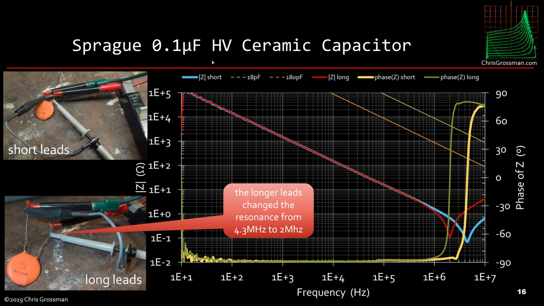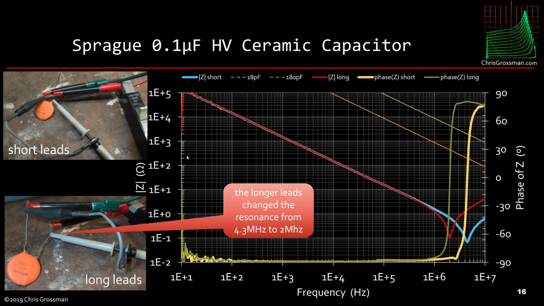So now here's an example. I have a Sprague 0.1 microfarad high voltage ceramic capacitor. And here I'm measuring two cases. One where I have the scope probe leads right up against the part, and another case where I have the scope probe leads moved away from the part.